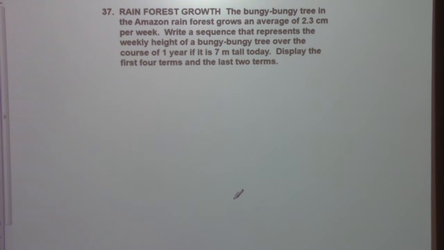So rainforest growth, bunchy tree in the Amazon rainforest grows an average of 2.3 centimeters per week. Write a sequence that represents the weekly height of a bungee tree over the course of 1 year, 7 meters tall today. Display the first 4 terms and the last 2 terms. How would you go about this?